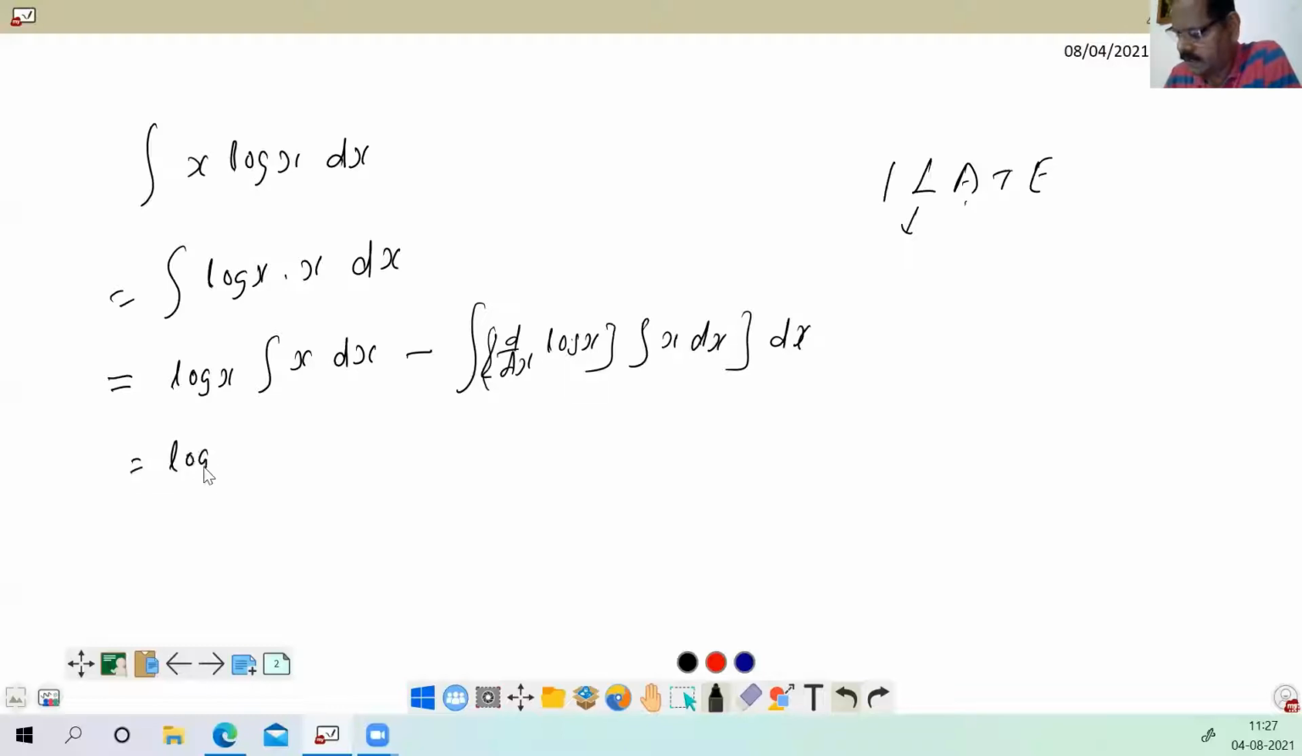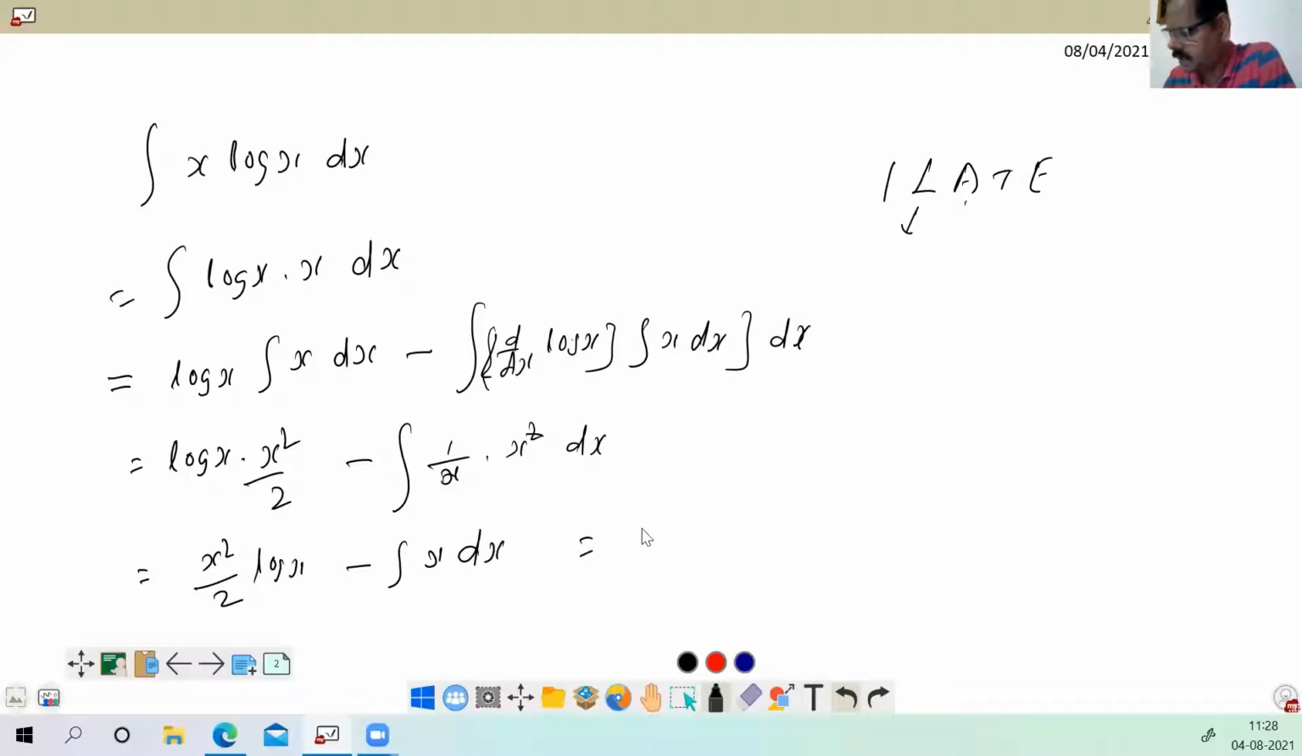So log x into integral of x, which is x square by 2, minus d by dx of log x, derivative of log x is 1 by x, into integral x dx is x square, dx. So this x cancels with this x square, so we get x square by 2. I am writing x square by 2 first, then log x, minus integral of x dx. So this is x square by 2 log x minus integral of x is x square by 2, plus c. So here also we can take x square by 2 outside. So we get log x minus 1 plus c.